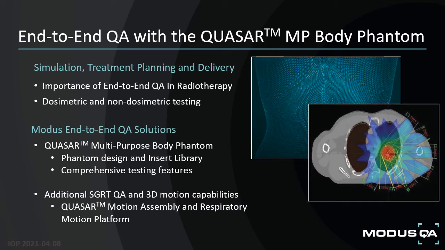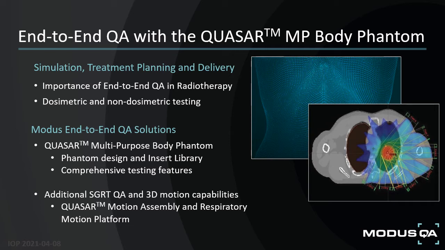Now, getting back to the topic at hand, the subject of this webinar is the performance of end-to-end QA with the QUASAR Multi-Purpose Body Phantom, where we'll be tackling quite a few topics. First off, we'll be broadly going through an overview of the general radiation therapy process, focusing on the importance of end-to-end QA comprehensive testing for our institute systems, whether that be from simulation to treatment planning systems, and lastly to validating the accuracy of the treatment delivery systems.